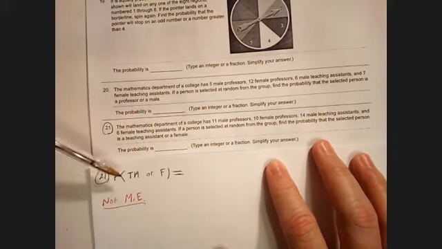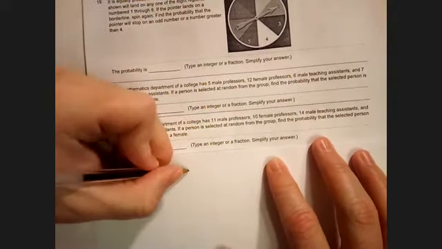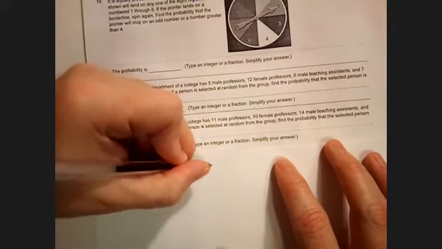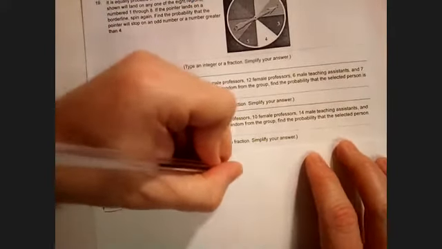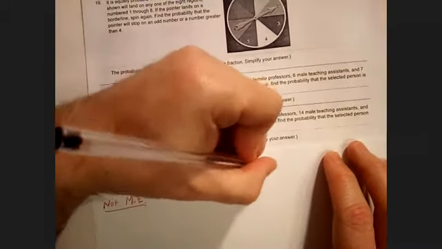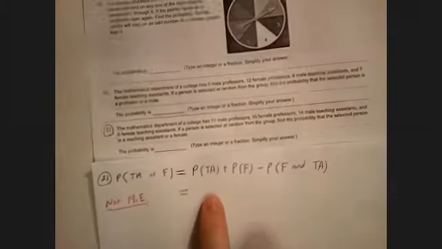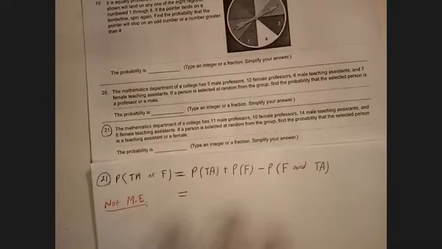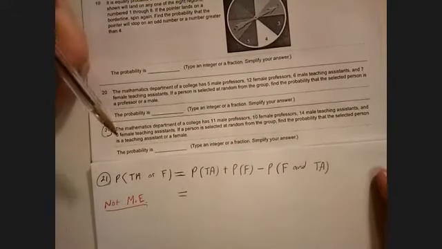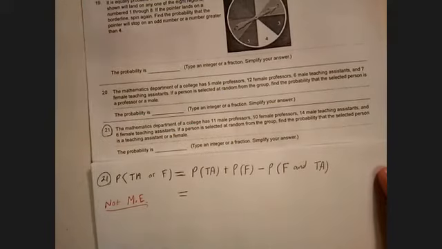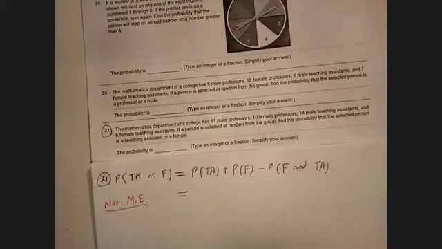We want to find TA or female. So we're including all the TAs and all the females. So let me start with my formula: probability of TA plus the probability of female minus the probability of female and TA. Well, before I start, I'm going to have to add up all the people in my group. So let's do that off to the side.